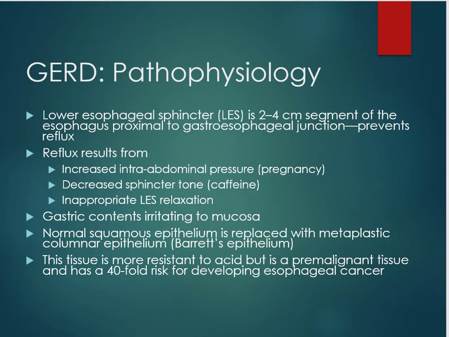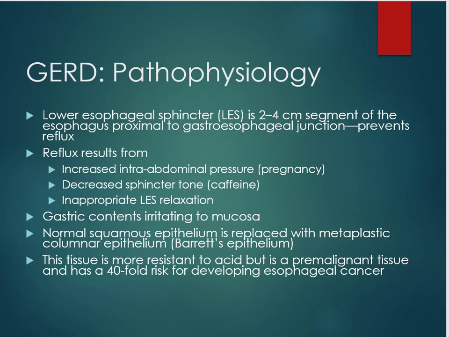So let's talk a bit about the pathophysiology of GERD. We know that the lower esophageal sphincter is about 2 to 4 centimeters, and this is the space that goes from the bottom of the esophagus to the gastroesophageal junction, and this is what helps prevent GERD.